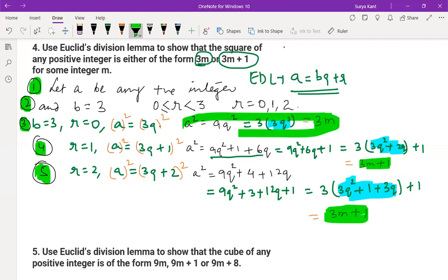Okay, once again I'm telling you. See, you are having doubt about why we are squaring here. You understood this part? Why are we squaring here? Ramalu, you understood? See, they have given in the question: show that the square of a positive integer. So we are squaring both sides.